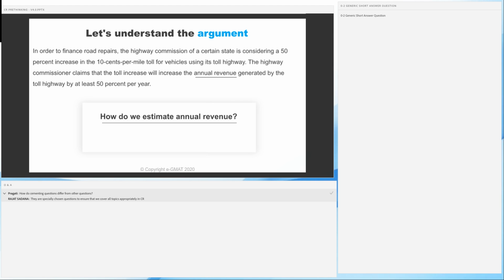Now, how do we estimate annual revenue? Why don't you tell me? How do we estimate annual revenue as per this argument? Okay, that's good. Toll times the total distance traveled on the highway, miles times the toll. Annual revenue is toll per mile multiplied by total number of toll miles traveled on the highway.